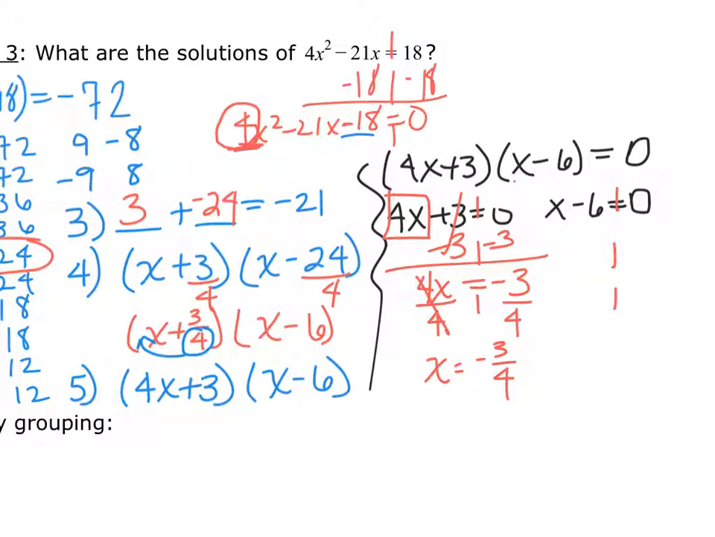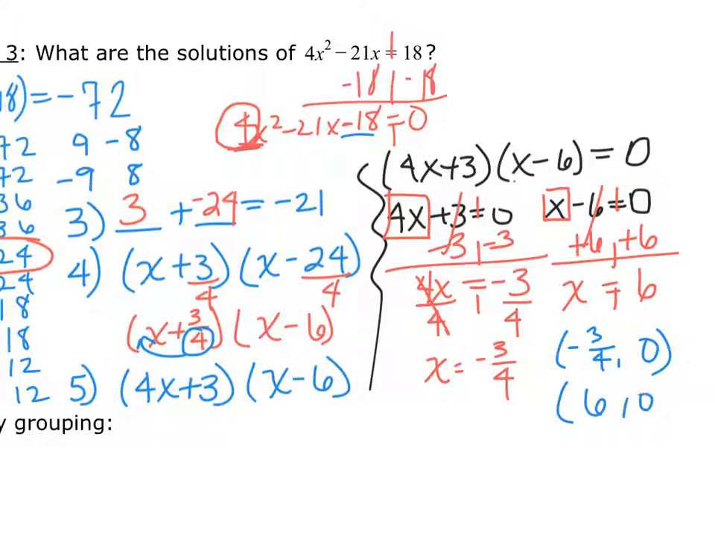All right. In the second equation, I have x minus 6. So what do I do to get x by itself? Add 6. Beautiful. Thank you, Miss Lena. That's perfect. So that's going to give me x equals 6. So then my solutions are negative 3/4, 0, and 6, 0.